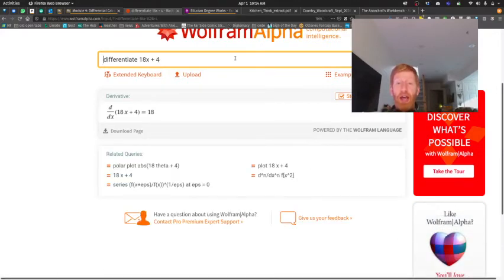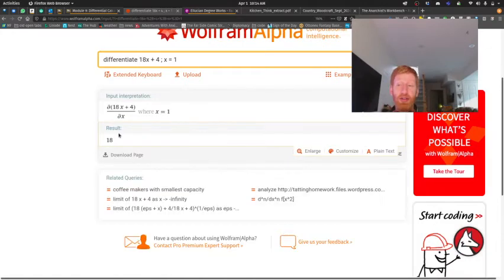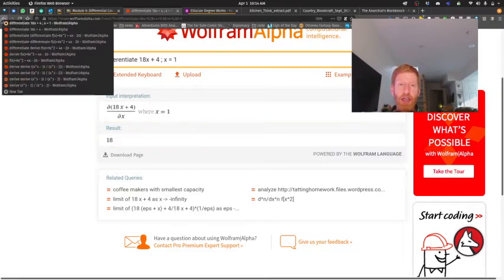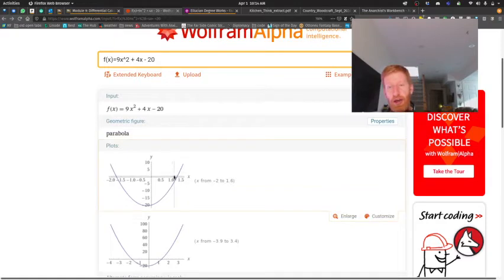And then we can ask, what is the slope at x equals 1? What is the change in the slope? And our result is 18. What that is telling us is that at this point in our original function, let's go back to here, at x equals 1, the derivative of the derivative is 18.